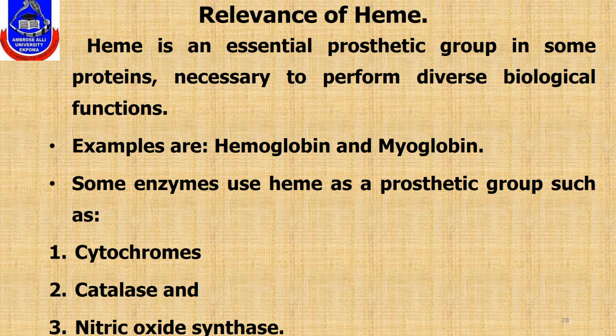Let's look at the relevance of heme. It is an essential prosthetic group in some proteins necessary to perform diverse biological functions. Examples, as mentioned earlier, are hemoglobin and myoglobin. Some enzymes use heme as prosthetic group, such as cytochromes, catalase, and nitric oxide synthase.